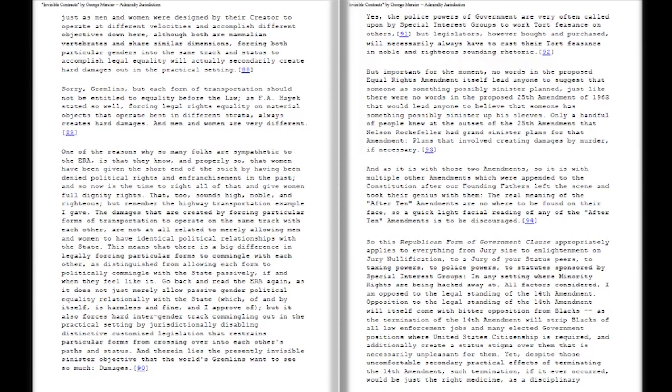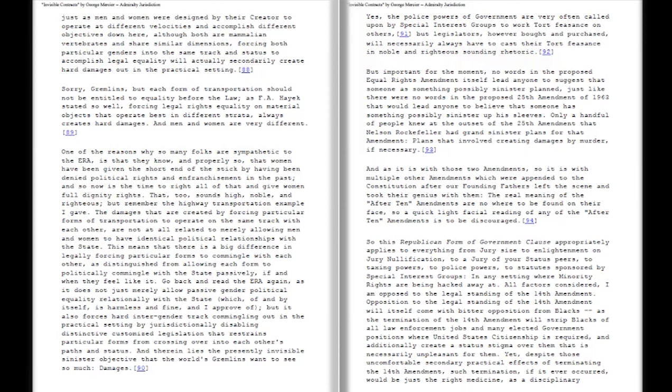Forcing legal rights equality on material objects that operate best in different strata always creates hard damages. And men and women are very different. 89. One of the reasons why so many folks are sympathetic to the ERA is that they know, and properly so, that women have been given the short end of the stick by having been denied political rights and enfranchisement in the past. And so now is the time to right all of that and give women full dignity rights. That, too, sounds high, noble, and righteous, but remember the highway transportation example I gave.